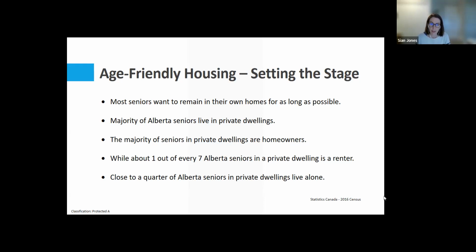The population aged 65 years and older is expected to increase both in number and proportion of the population. Most seniors want to remain in their own homes for as long as possible. According to the 2016 federal census, the majority of Alberta seniors, approximately 90%, live in private dwellings. Those private dwellings include movable dwellings, around 3%, apartment buildings, 15%, and houses, which is 72%. The approximately 86% of seniors in Alberta in private dwellings are homeowners, while about 1 out of every 7 Alberta seniors is in a private dwelling as a renter. And close to 24% of Alberta seniors in private dwellings live alone.